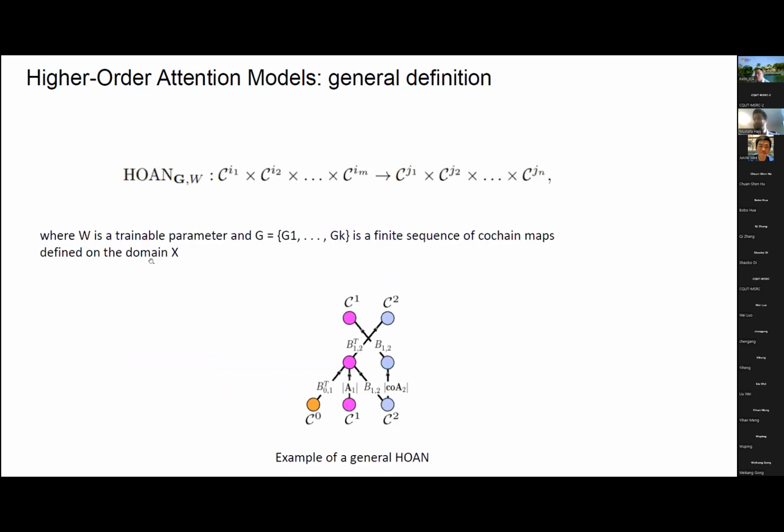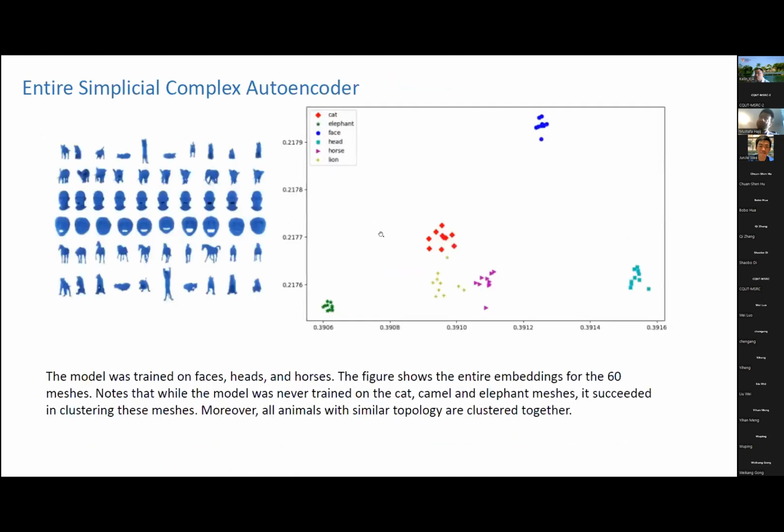You can also define a higher order attention network. We basically combine all those building blocks. The building blocks that we have right now are the non-symmetric and the symmetric ones. So you can combine them to obtain a more complicated model like this one over here.